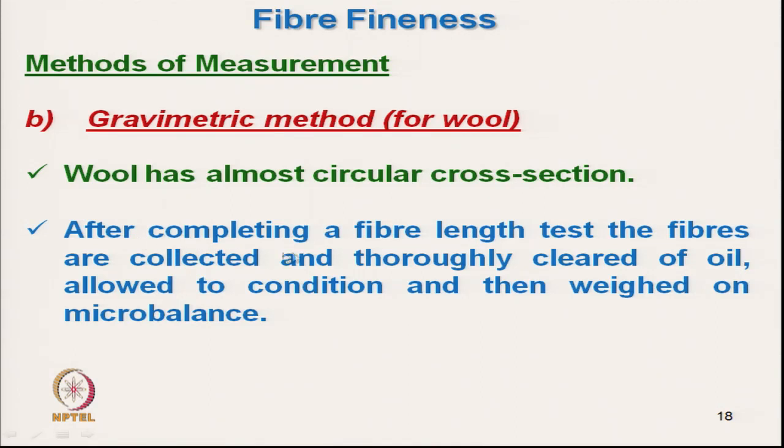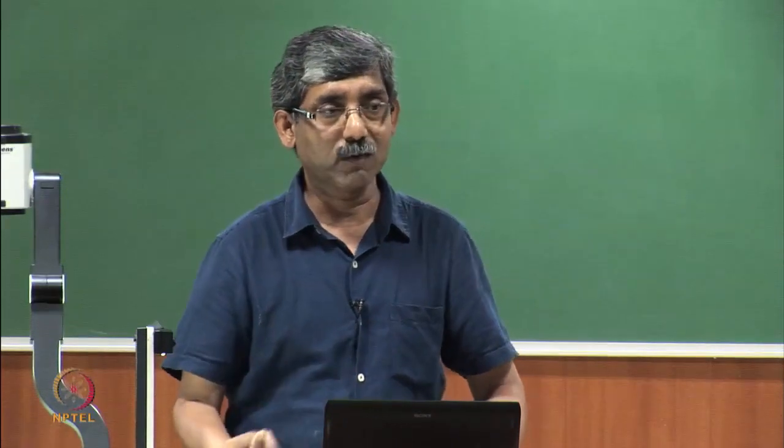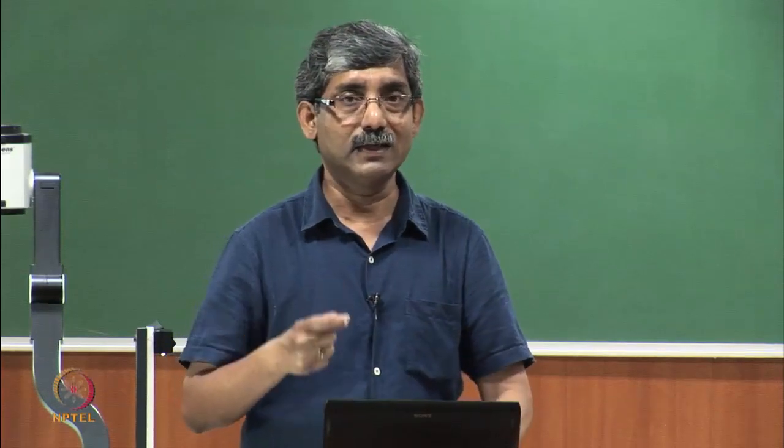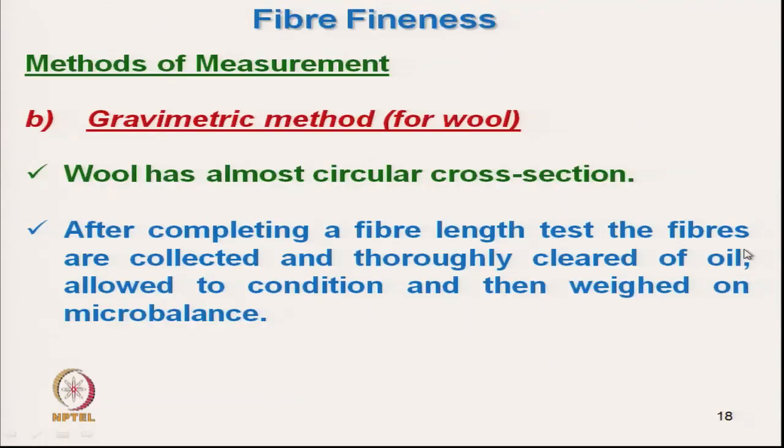After completing the fiber length test, the fibers are collected and thoroughly cleaned of oil, because when we take the fiber from the comber or from the cutting, it contains oil. If oil content is there, it will affect the diameter of the fiber. That is why we have to clean the fiber, then dry it, and allow it to condition. After conditioning, we take the weight in the microbalance.